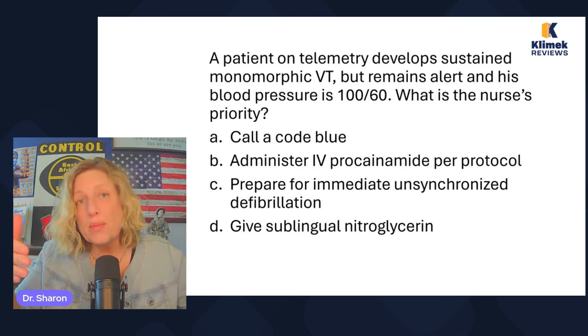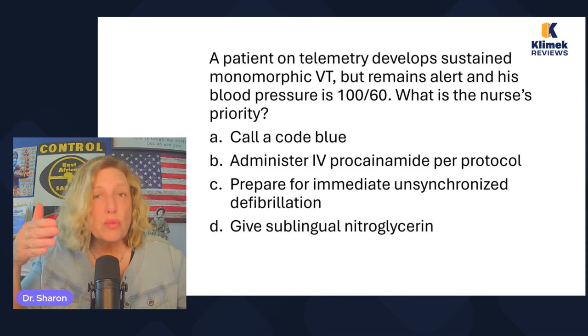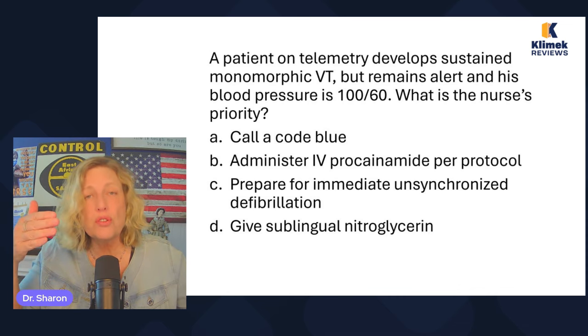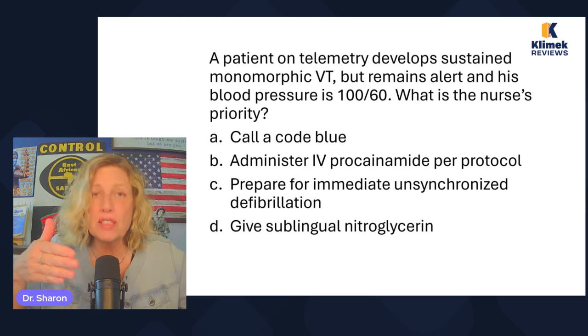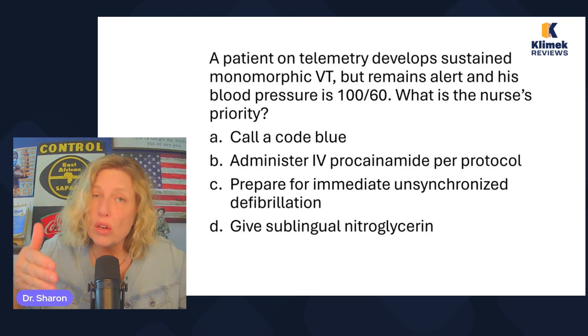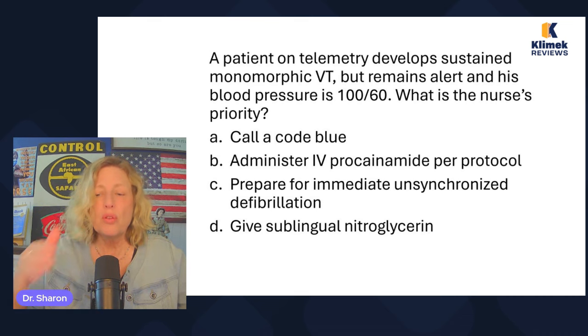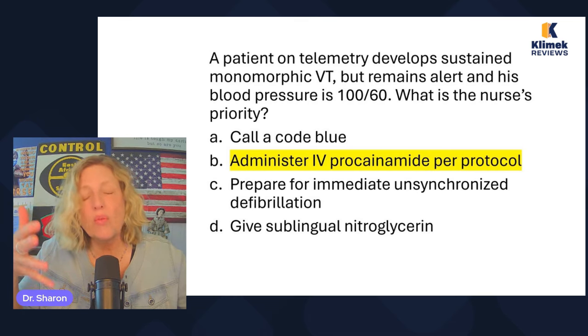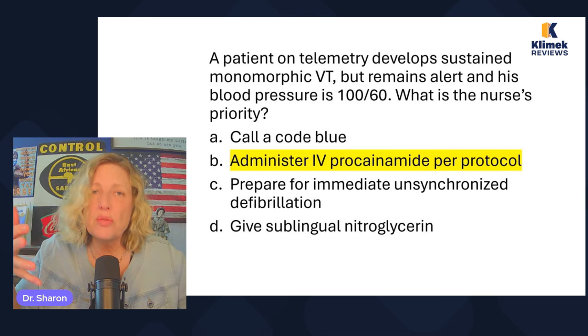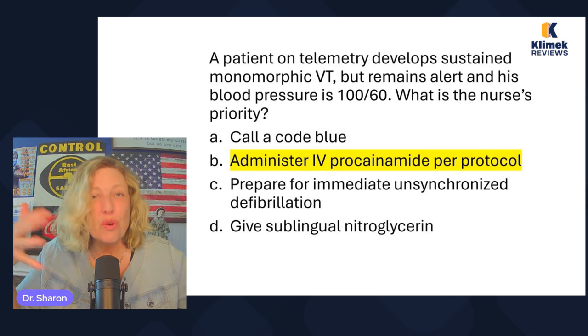But VTAC with a pulse, you're going to either treat with a medication or you're going to treat with synchronized cardioversion. And we don't have an option to synchronize cardiovert here. And we don't call a code blue when they have a pulse. So the other option is amiodarone or lidocaine, and procainamide is the lidocaine option. And I wanted to put this here in case you are not familiar with procainamide. This is sort of an old school medication. Before we had amiodarone, we used it all the time. It's still available. It's still possible to use that.